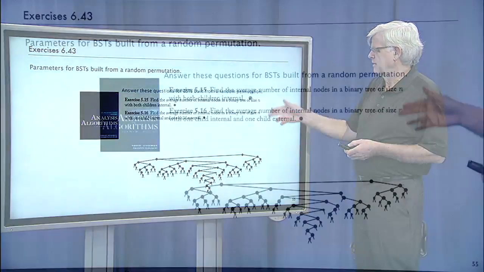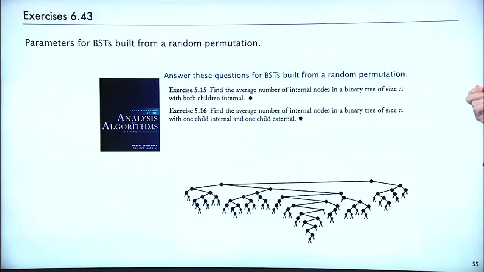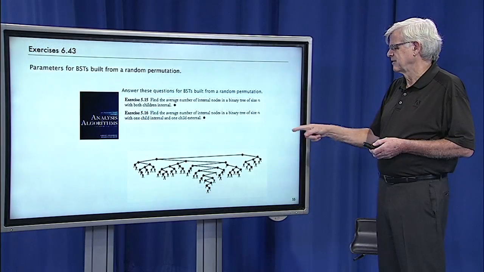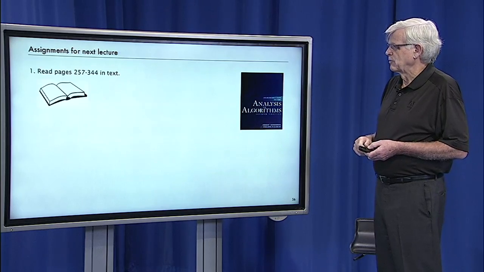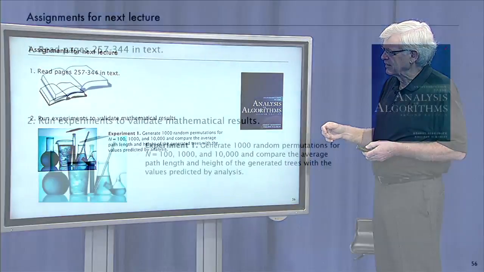The red ones are the average number of internal nodes whose children are both internal, and the blue ones are the average number of internal nodes that have one internal and one external. For random Catalan trees, we did that before, and we got the solution to that as a constant fraction. And so this is to compute that for random binary search trees. In lecture 5 we talked about that, and now you can compare these results against what we got in lecture 5. That's the reading for the next lecture.